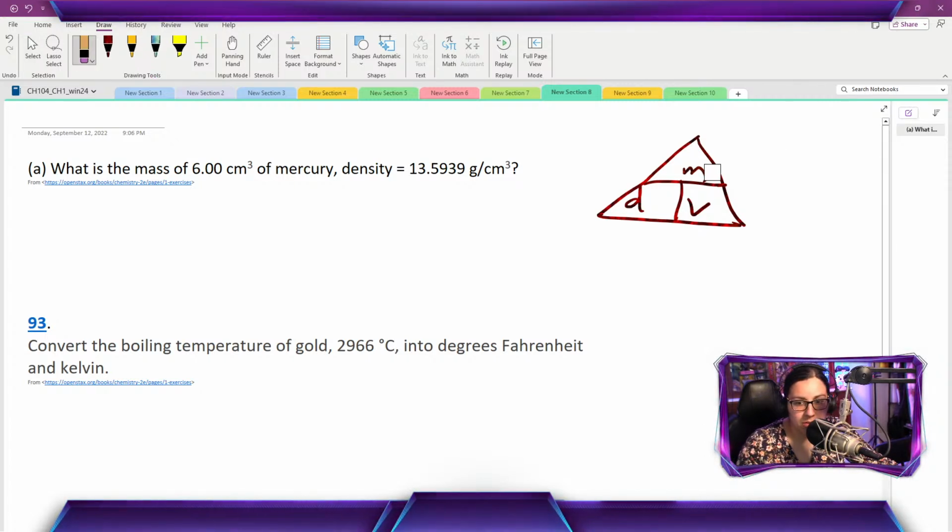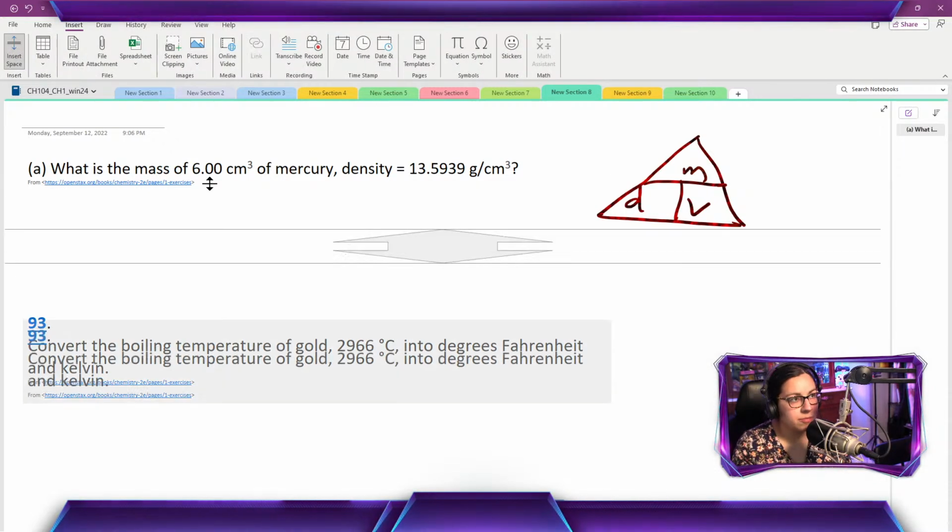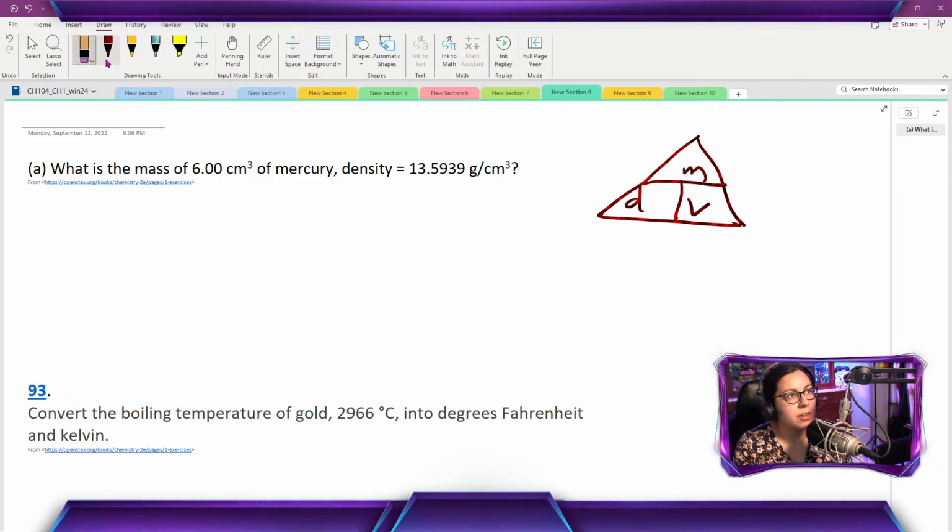And so let's go over this. If you can post your answer in the chat. I just started by setting up our triangle trick. I always like this. And so we can cover up mass. So we need to multiply density times our volume. And let's make sure that that works out with our dimensional analysis. So this is good. It's always a check and a double check.